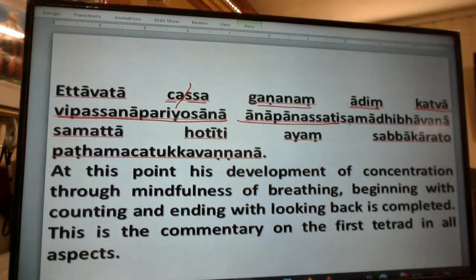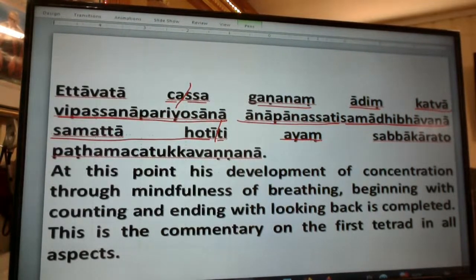Anapanasati Samadhi Bhavana, in-breath and out-breath mindfulness, concentration meditation, samatha hoti, iti. Samatha hoti means finished, or successful. Samatha hoti, successful. Iti, like this.